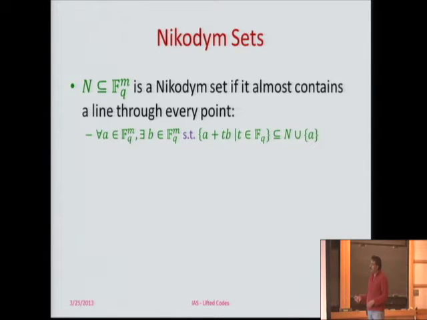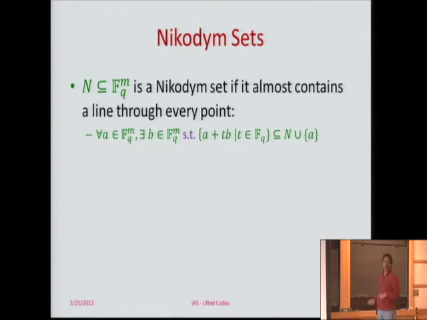For every point A, you want there to be a line containing A, in some direction B. It would be stupid to ask that for every point A, the whole line should be contained in N, because that would just say every point A should be contained in N. So I allow you to make an exception on A: A may not be contained in the set, but all the other points on the line should be contained in the set. Okay, does this make sense? So this is the challenge.